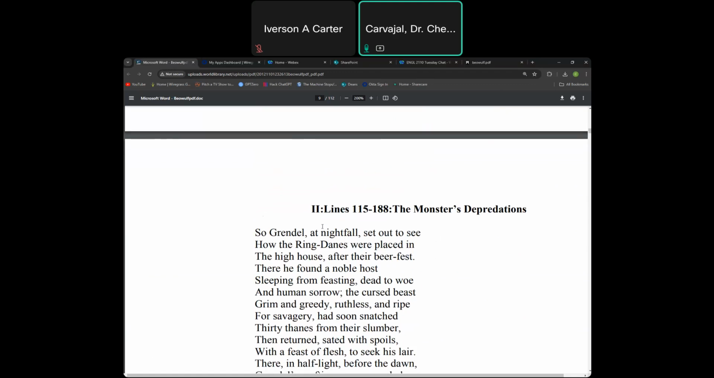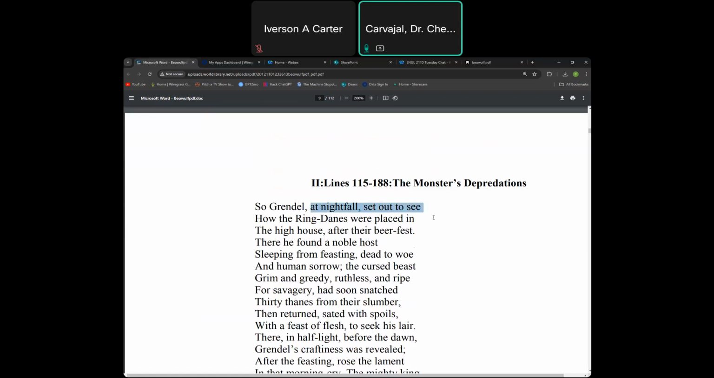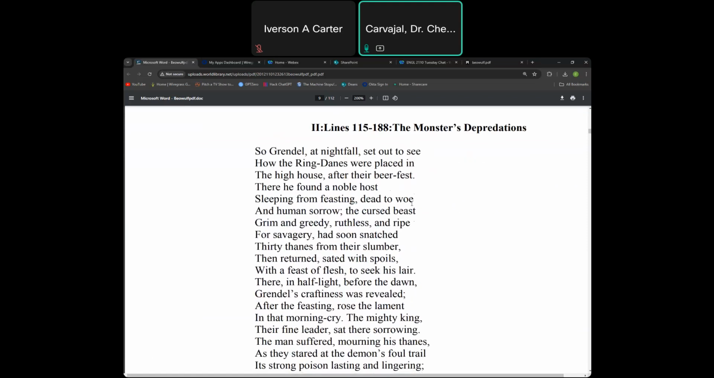And so Grendel at nightfall set out, essentially he wants to investigate the mead hall. And there he found a noble host sleeping from feasting, dead to woe and human sorrow. So they had drunken themselves into a stupor. And was that pretty common? Yeah, it was pretty common for them to party and then be pretty drunk. I don't know how people drank that much, but I guess they did. So they're all sleeping and they're in that kind of drunken stupor.